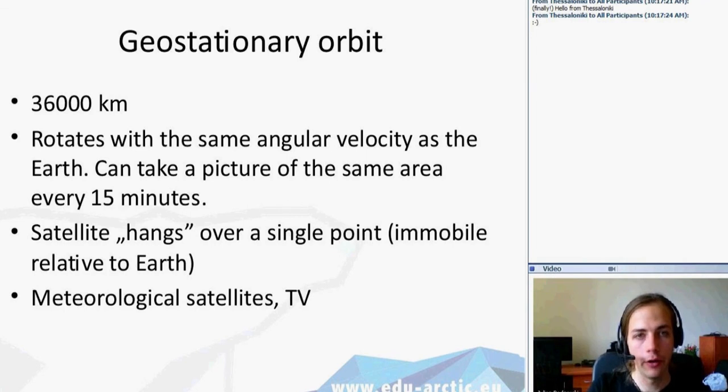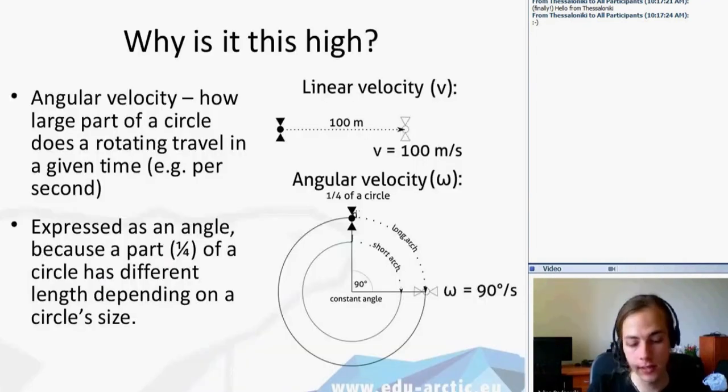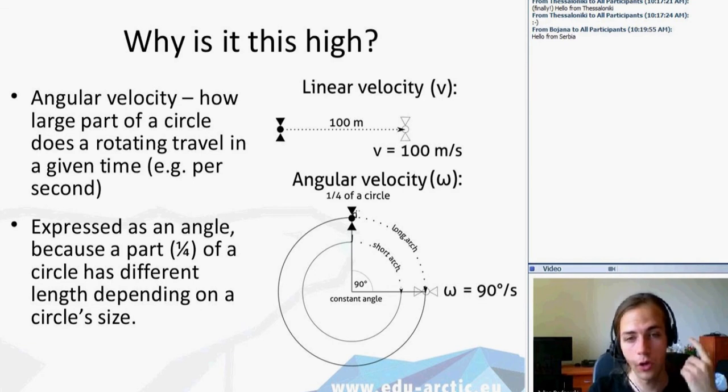So now that we have learned the two distances, let's say 600 and 36,000 kilometers, let's introduce a bit of physics and learn why they are so. In the case of the polar orbits, we have quite a big choice of orbits.